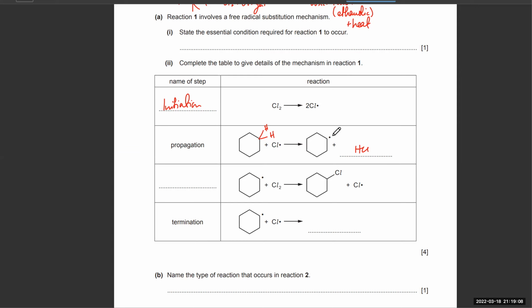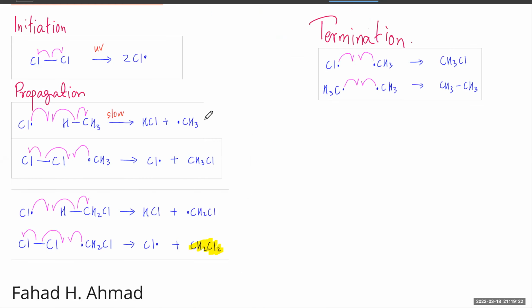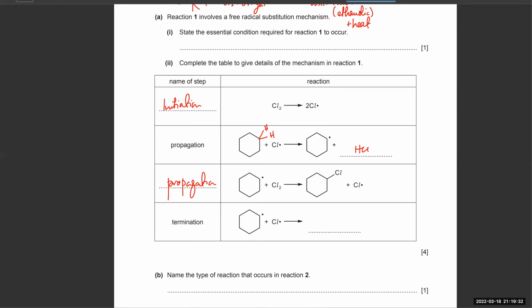And then this radical attacks the Cl2 molecule and does exactly the same thing. So this one is also part of the propagation step. So propagation had two steps: the CH3 radical is produced. Its bonds are incomplete, so it attacks one of the Cl2 molecules, takes away one of the Cls, bonds with it, and the Cl radical is formed again.